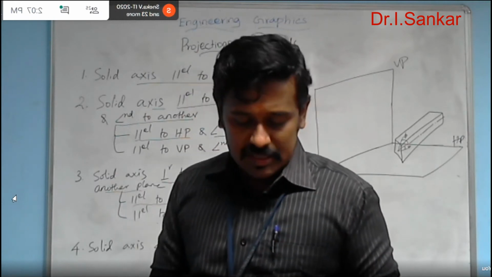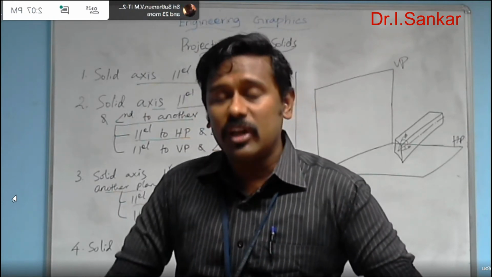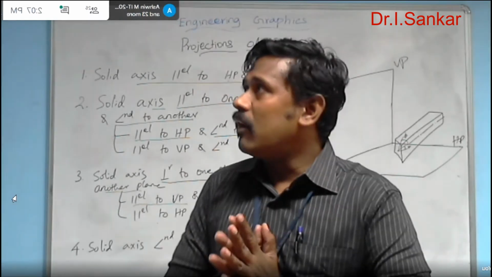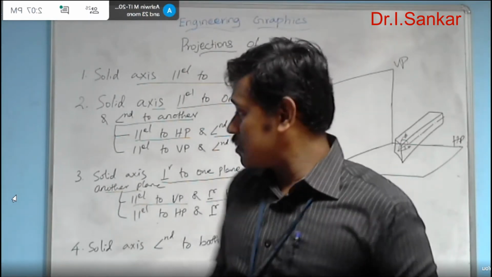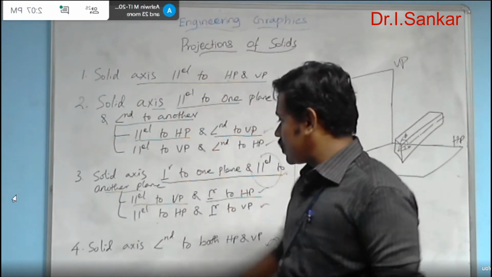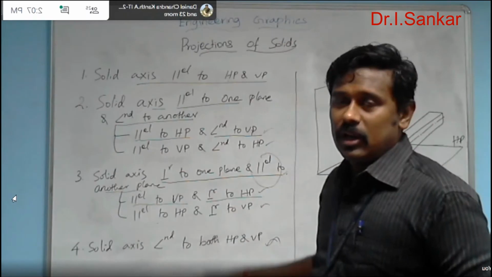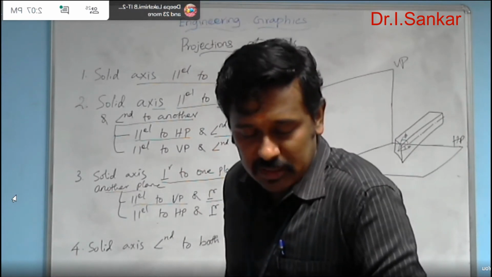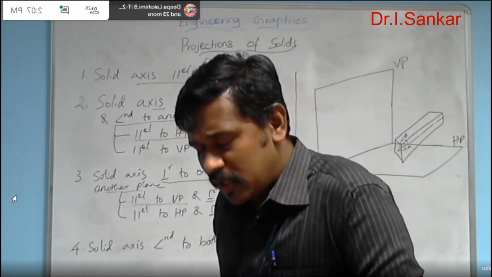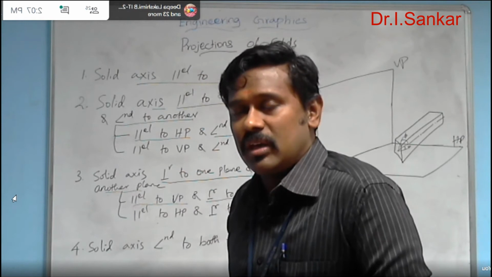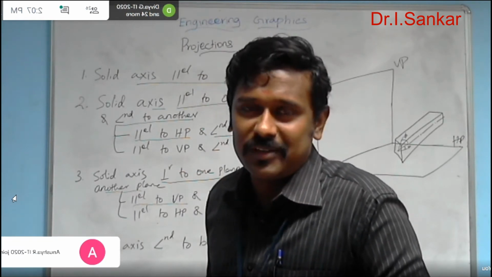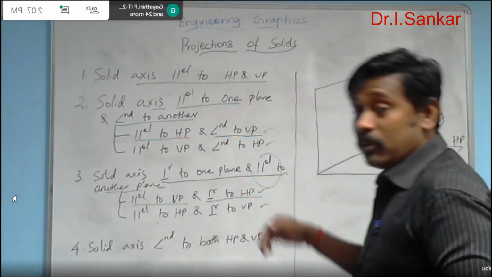So with all these cases, it is possible to draw the front and top views of the solid. We are going to do that, but in our syllabus content, we are restricted to working up to the third case only. We are not going to work with the fourth case. It's possible to draw the front and top views of the solid when its axis is inclined to both HP and VP, but we are not going to do that. Okay, let me rub off the board.